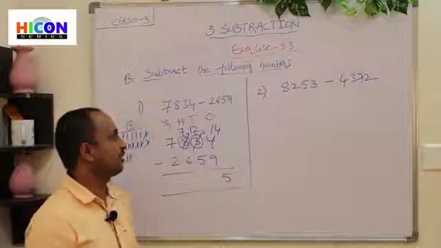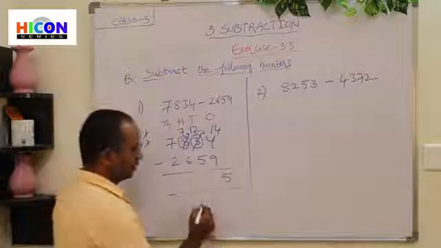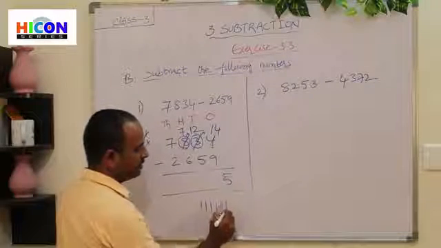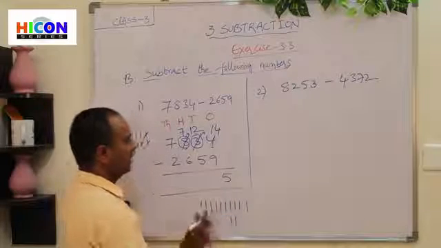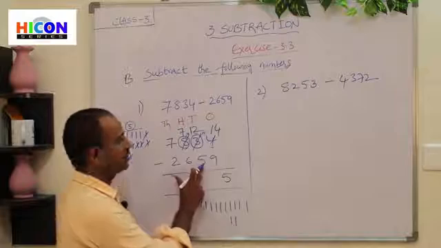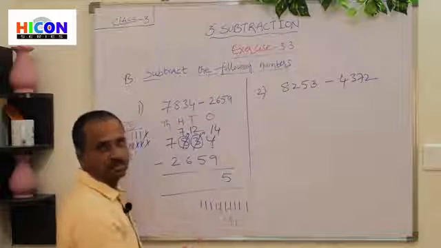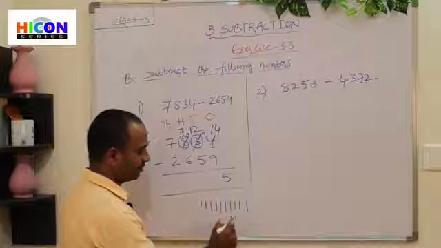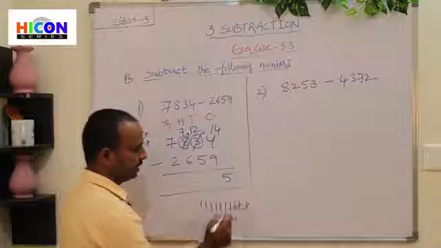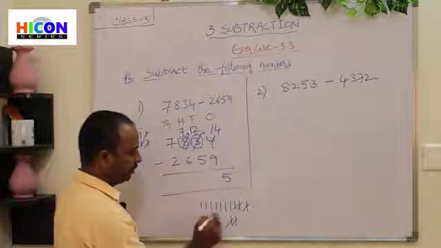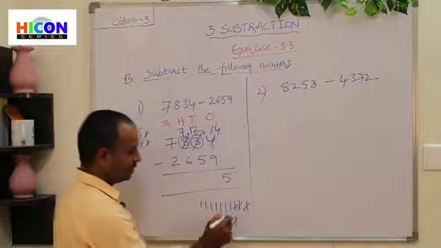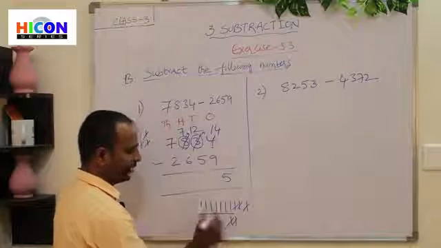So just draw 12 lines in your notebook. 1, 2, 3, 4, 5, 6, 7, 8, 9, 10, 11, 12. And what is the second number here? 5. So strike off 5 lines among these 12 lines. 1, 2, 3, 4, 5. Children, count the remaining lines. 1, 2, 3, 4, 5, 6, 7. So there are 7 remaining lines.